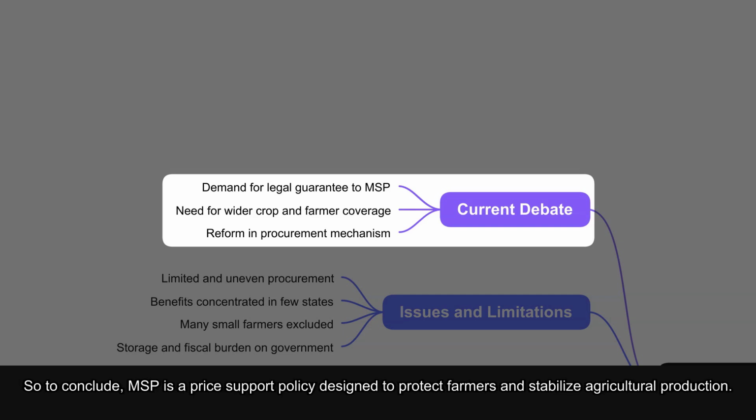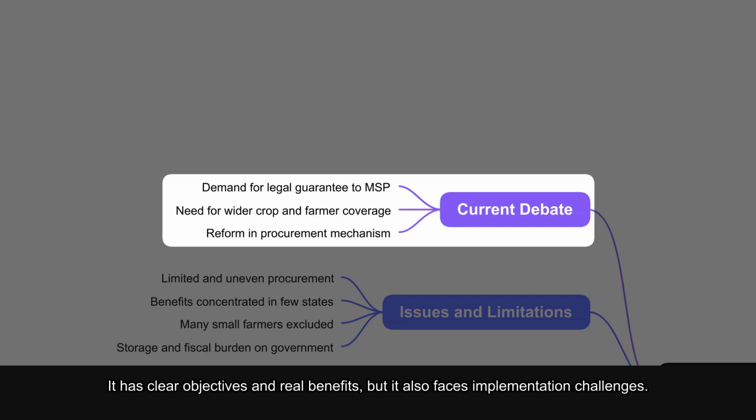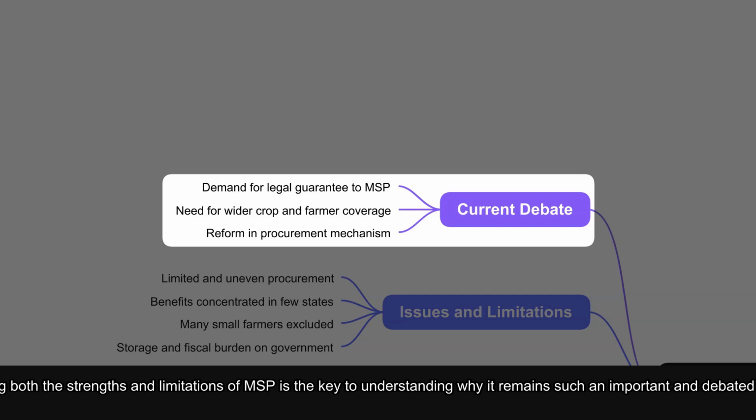So to conclude, MSP is a price support policy designed to protect farmers and stabilize agricultural production. It has clear objectives and real benefits, but it also faces implementation challenges. Understanding both the strengths and the limitations of MSP is the key to understanding why it remains such an important and debated topic in India.